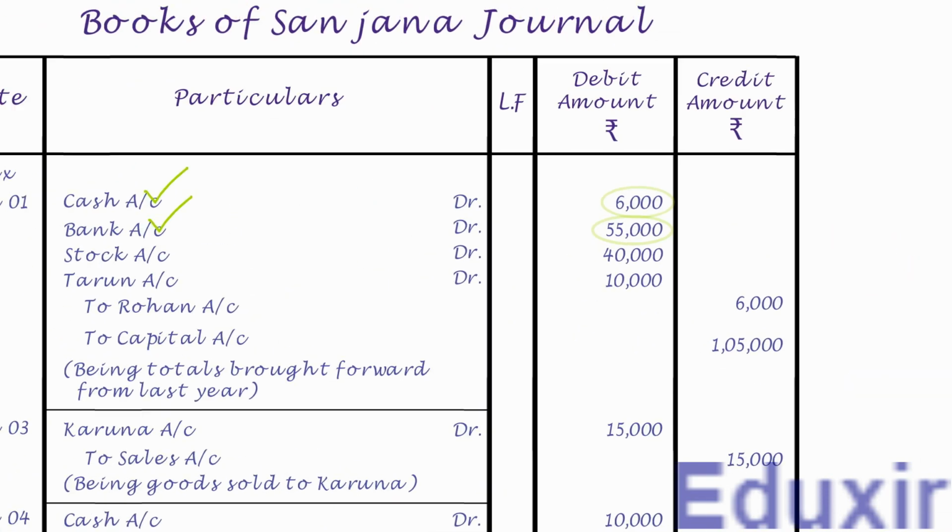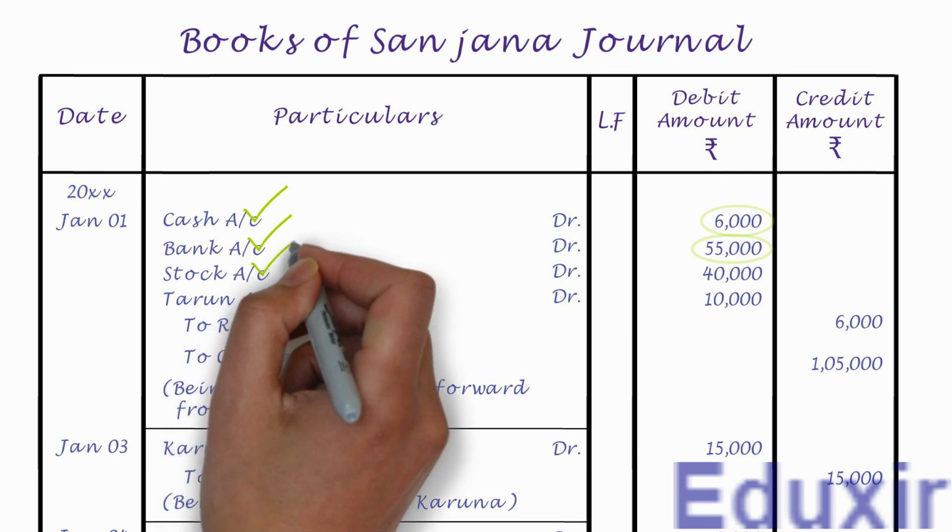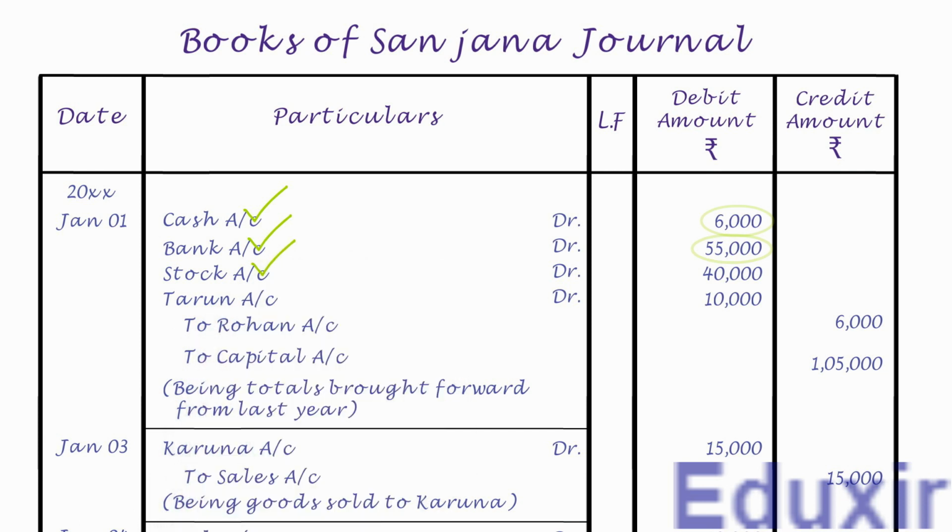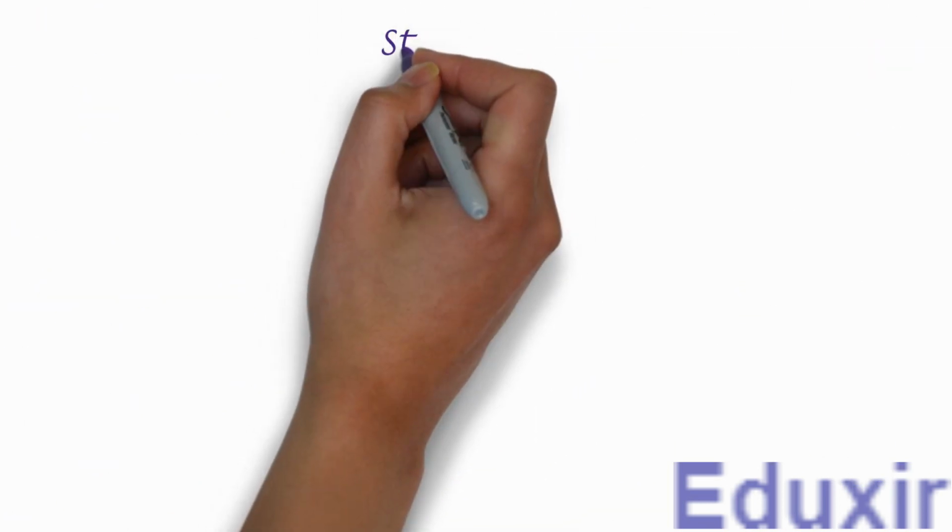As the name suggests, it needs to be posted on the debit side of stock account and the debit amount is 40,000 rupees. Note that the details that need to be posted into the particulars column is balance brought down. For posting this entry, we need to create a ledger account for stock as it is not yet created. Let us first write the title as stock account.